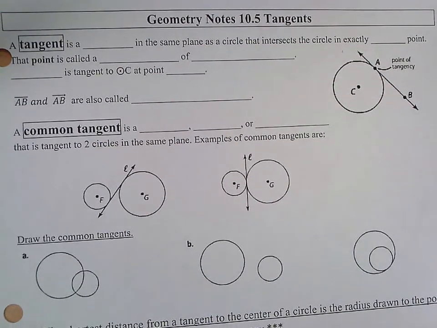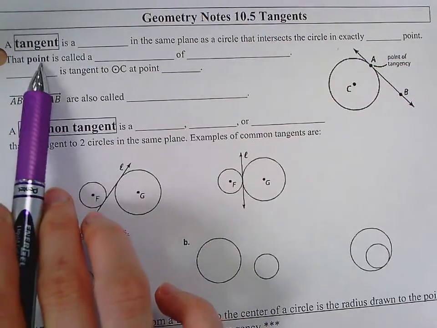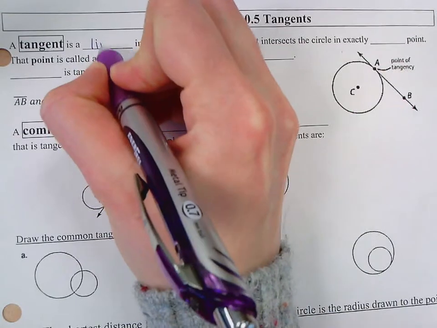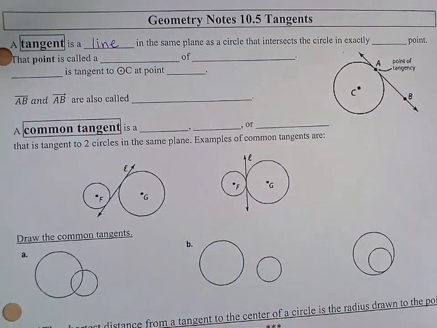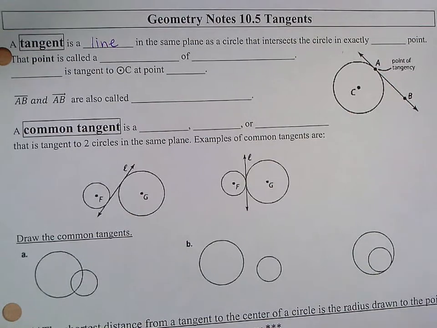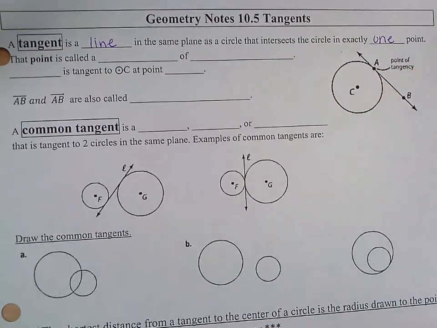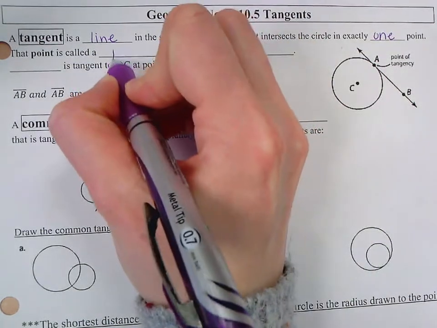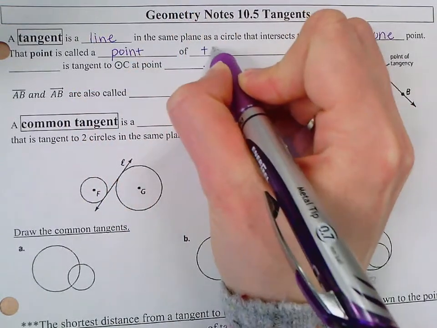So here's where we're at with tangents. First of all, what a tangent is. You have seen the word tangent before in terms of trigonometry, like sine, cosine, and tangent with right triangle trig. Like the tangent key that's on your calculator, this is not that same tangent. So this is different. So a tangent to a circle is a line in the same plane as a circle that intersects the circle in exactly one point. And that point is called a point of tangency.